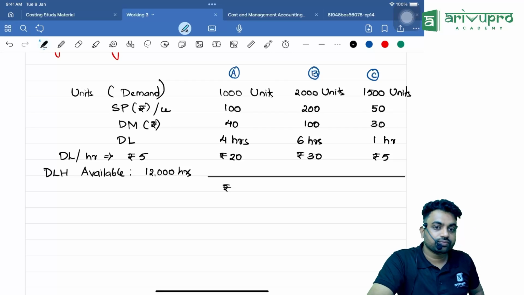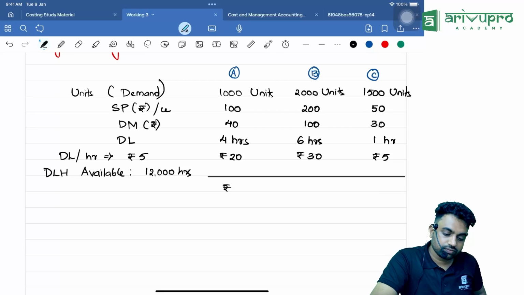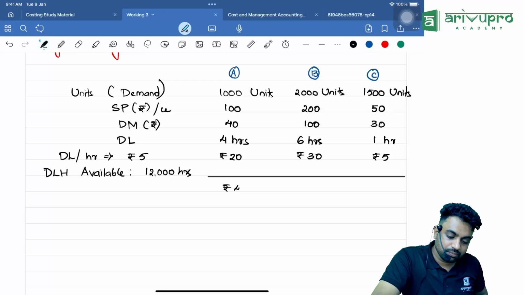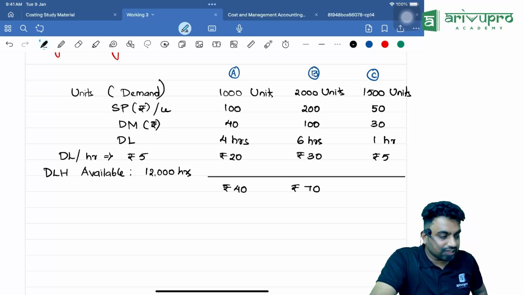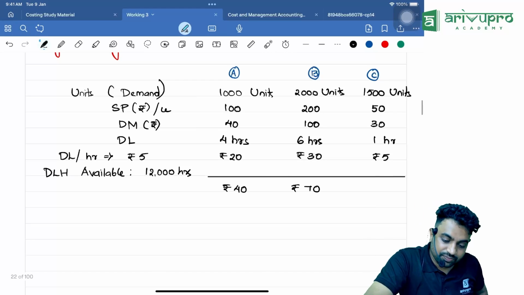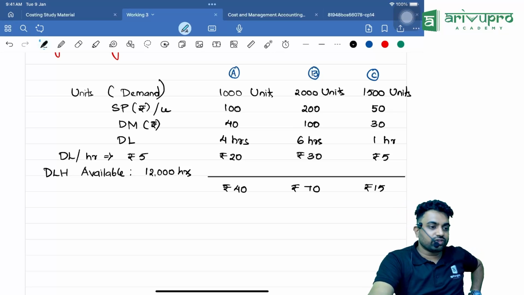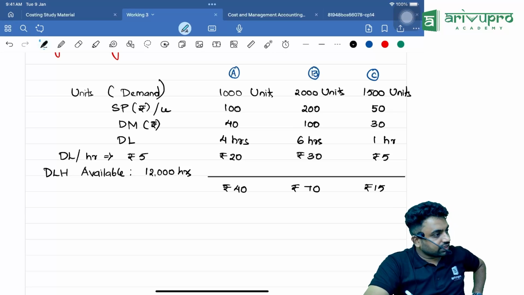Rupees 40. B, 70. 200 minus 130, 70. C, 15. Now if I ask you guys one thing, this is per unit we can make. Yes or no?